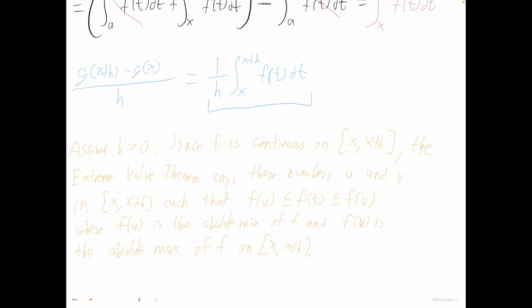Now, this might seem like a wordy statement. Literally all this is saying is, because we have a closed interval and a continuous function, we know it has a smallest value and we know it has a largest value. f of u is the smallest value, and f of v is the largest value. That is literally all we are saying here with the extreme value theorem. We've got a smallest value, we've got a largest value.